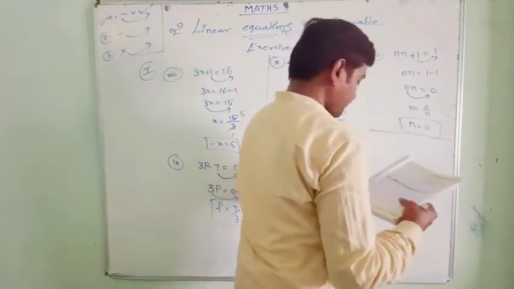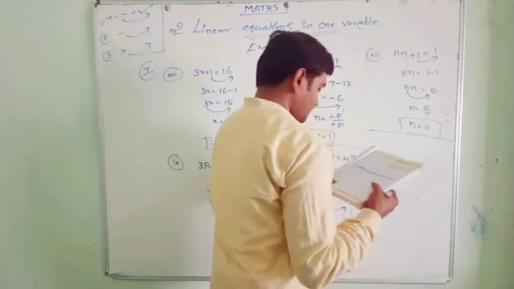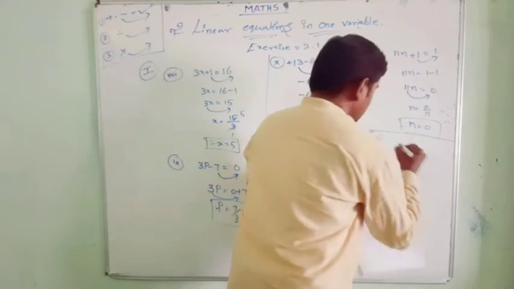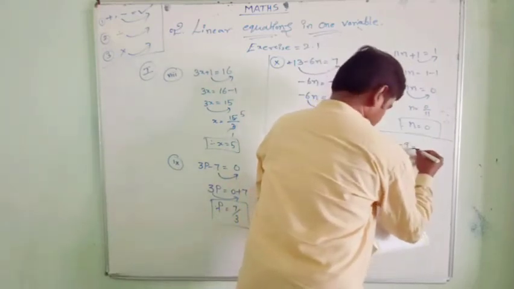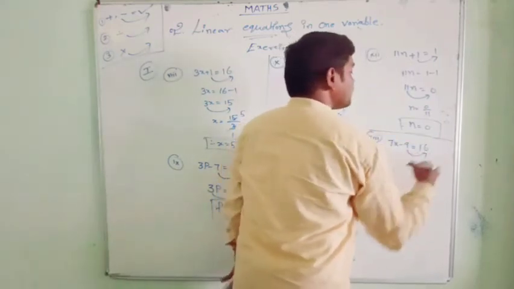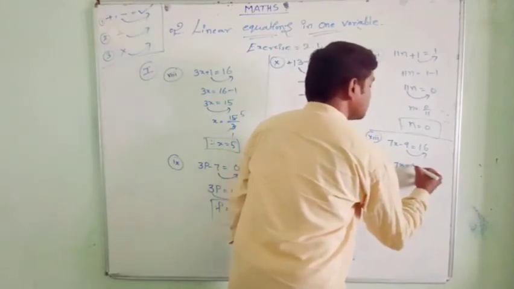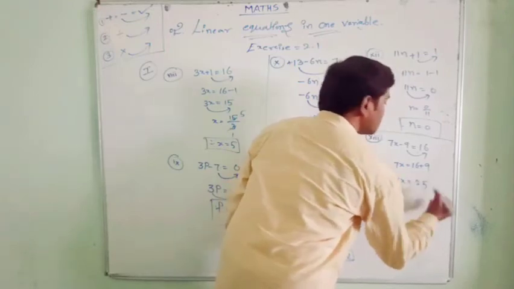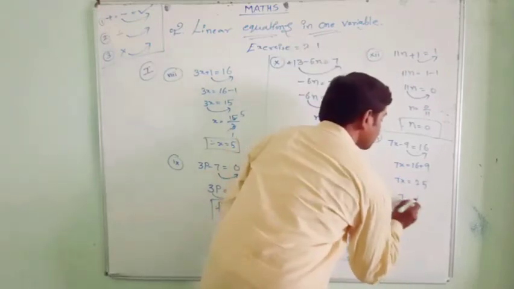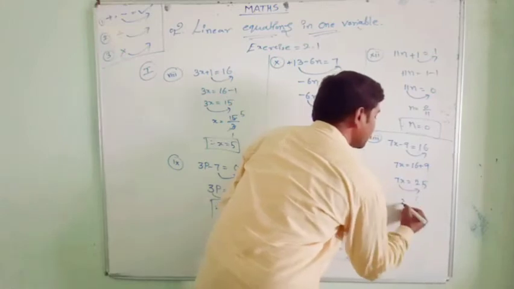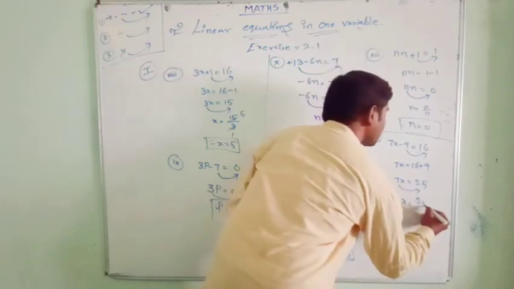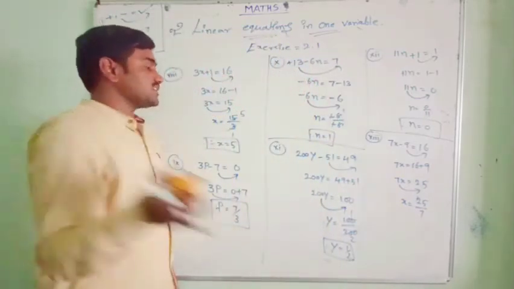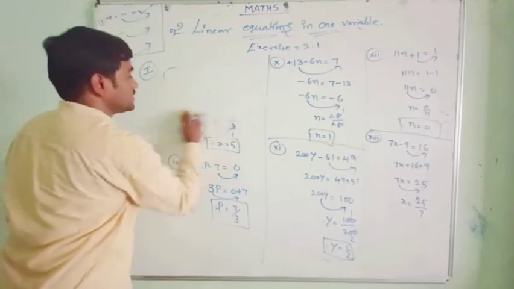Okay, then the 13th one. The 13th one is 7x minus 9 equal to 16. This minus 9 will transfer to the other side. 7x equal to 16 plus 9. So 7x equal to 16 plus 9 is 25. Then here you transfer 7 to the other side. To get the x value, 7 is multiplying, so 7 will divide. That is 25 by 7. Hence we cannot simplify that 25 by 7. If you simplify, you get decimals.